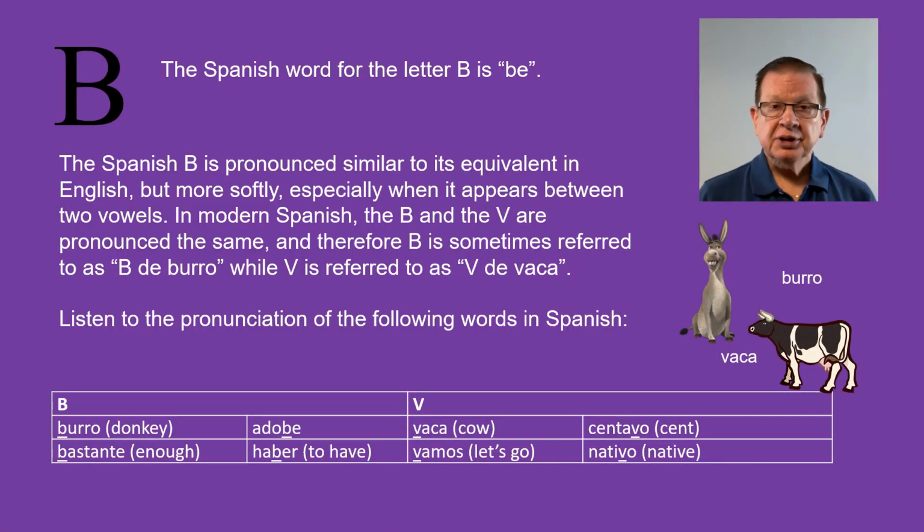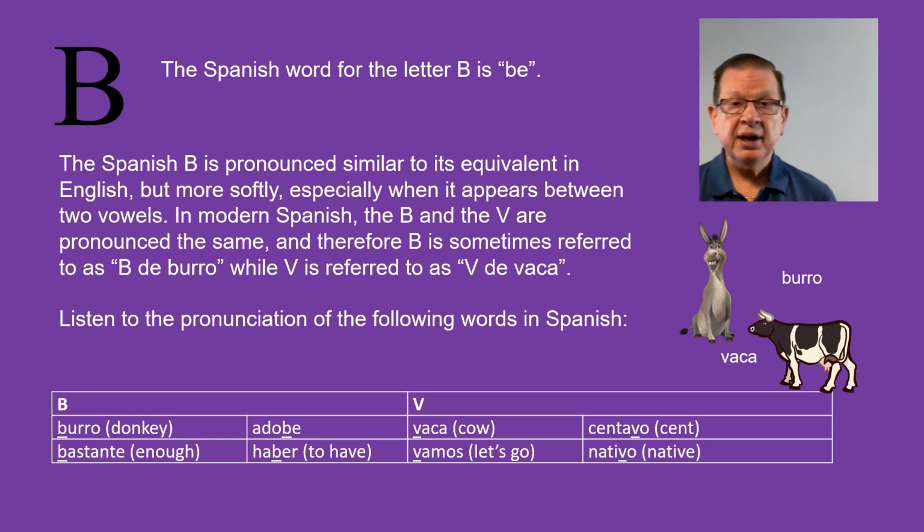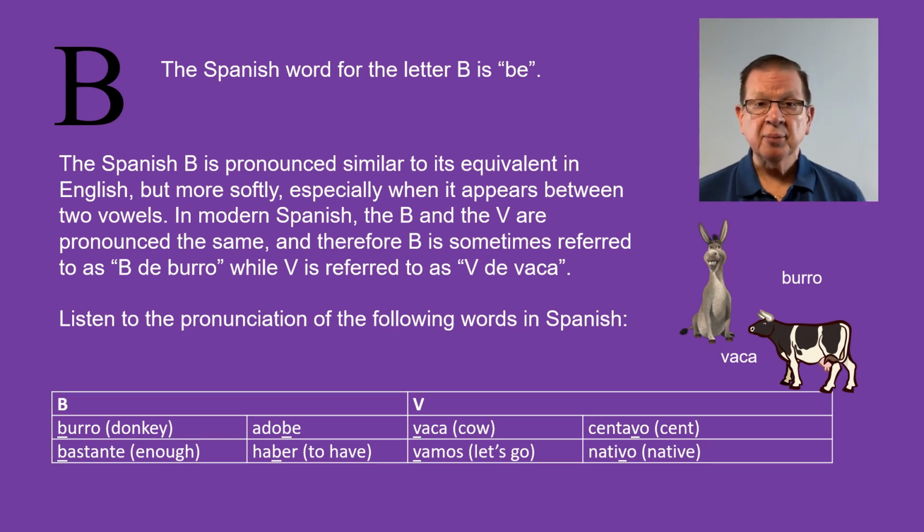B. The Spanish word for the letter B is B. The Spanish B is pronounced similar to its equivalent in English, but more softly, especially when it appears between two vowels. In modern Spanish, the B and V are pronounced the same, and therefore B is sometimes referred to as B de burro, while V is referred to as V de vaca.